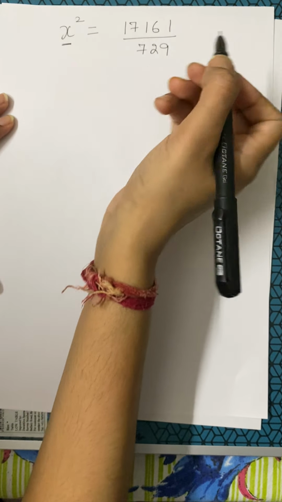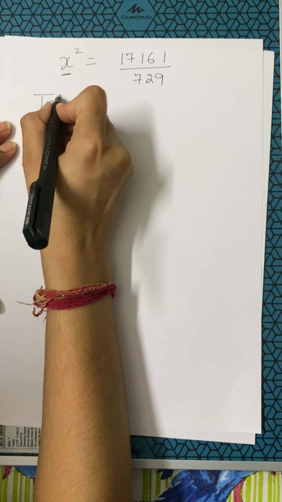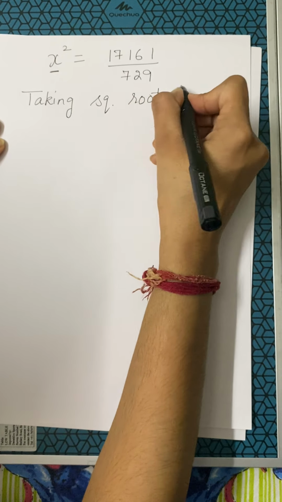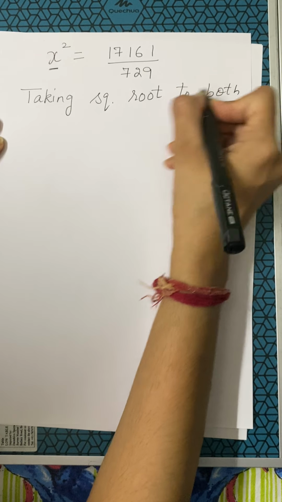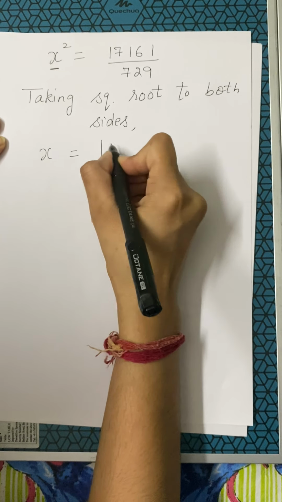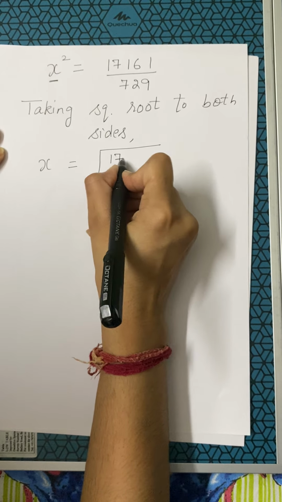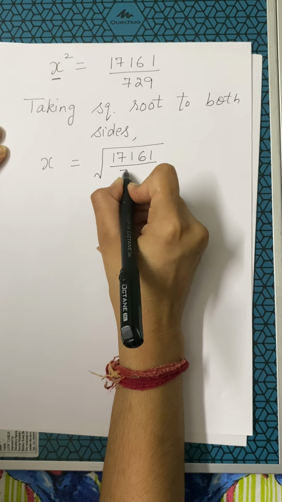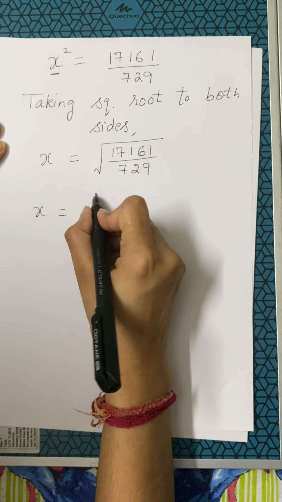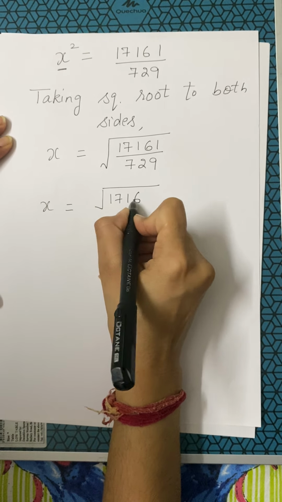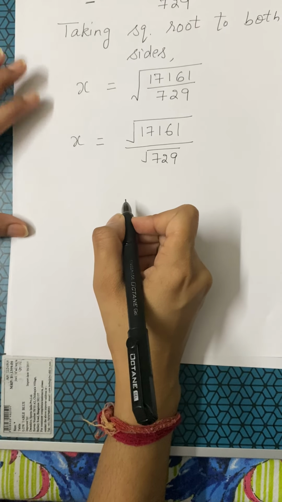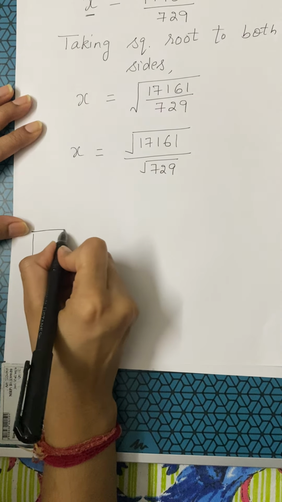That means I will be taking square root to both sides. So taking square root to both sides, we get x is equal to square root of 17,161 divided by 729. I will be finding square root of numerator separately and denominator separately. Let's calculate.